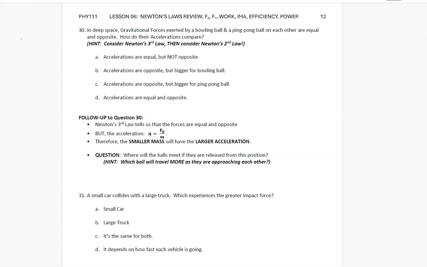Yes, the forces are identical. So I'll just write that the force of the bowling ball on the ping pong ball is the same as the force of the ping pong ball on the bowling ball. All right. Yes, those forces are equal. If you want to be completely perfect about this, we can include a negative sign because one's in the opposite direction of the other, but we're just talking about how big the forces are.